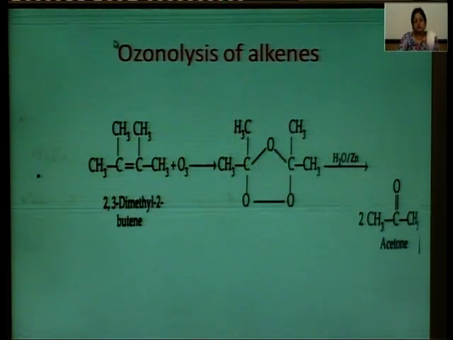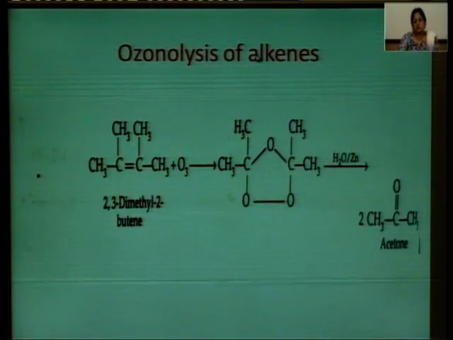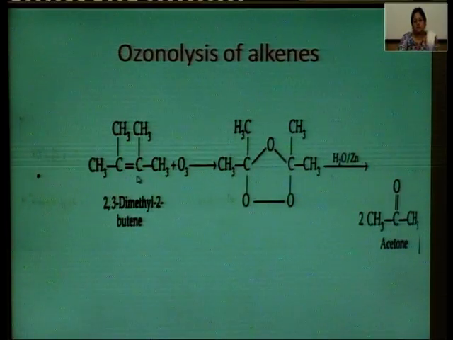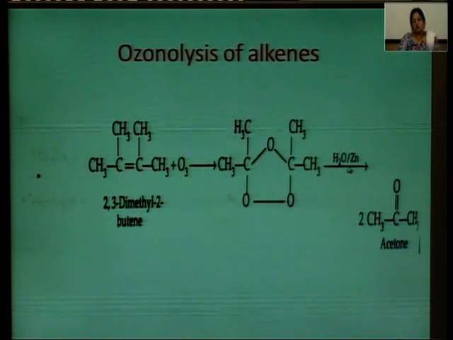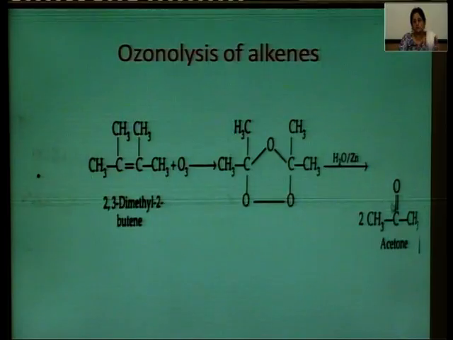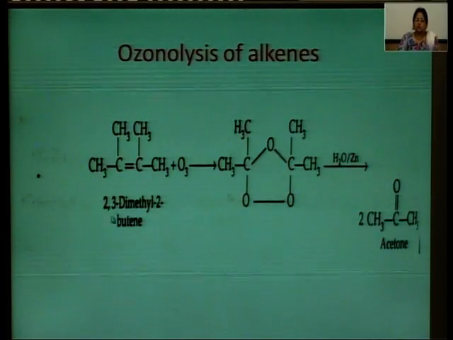The next method for synthesizing ketones is the ozonolysis of alkenes. Alkenes upon treatment with ozone first form the ozonide, which upon hydrolysis in the presence of zinc forms the ketone. That is, from 2,3-dimethyl-2-butene we get the ketone acetone.